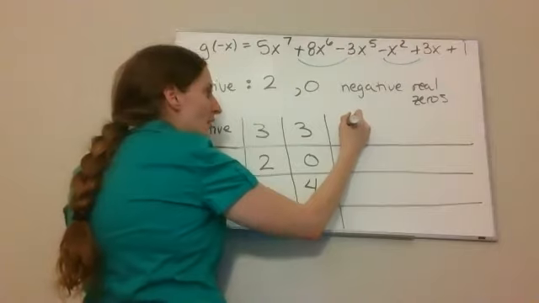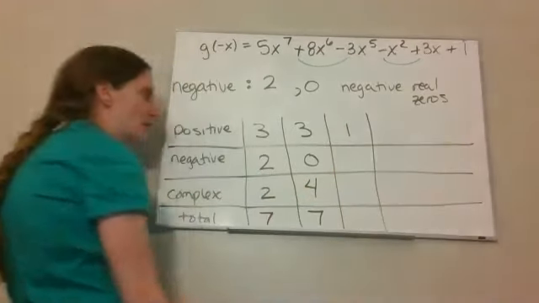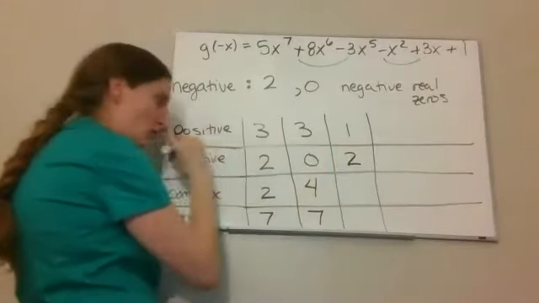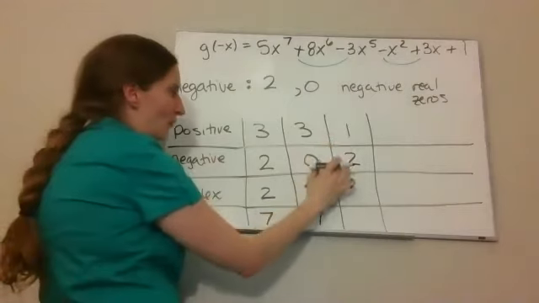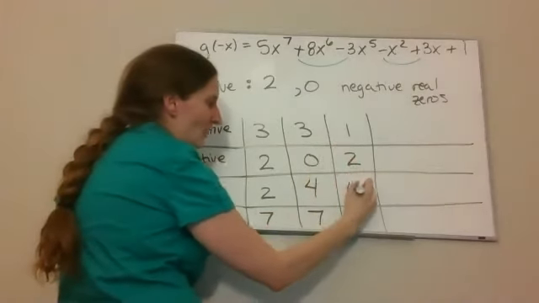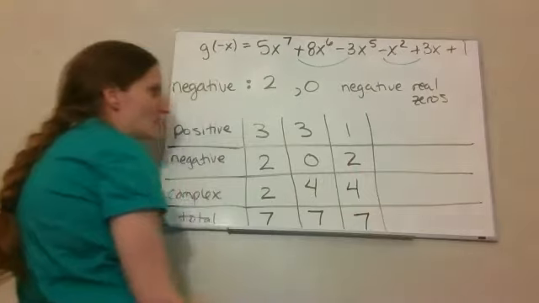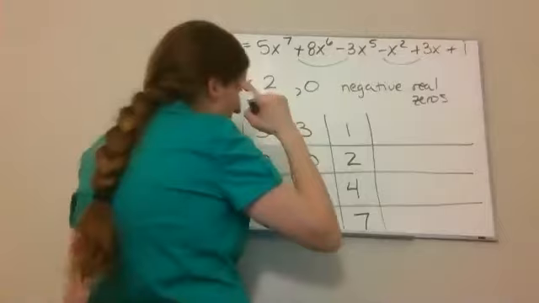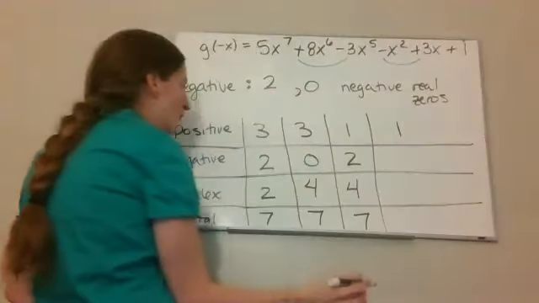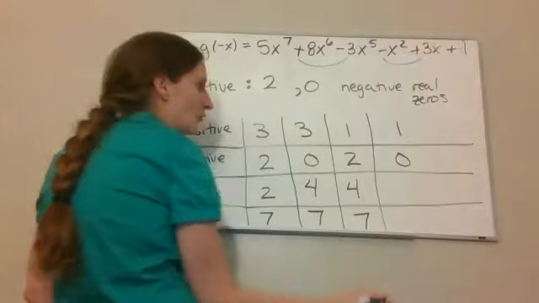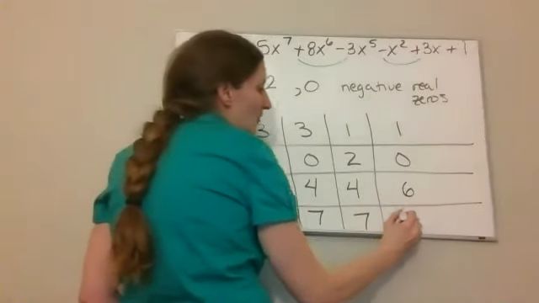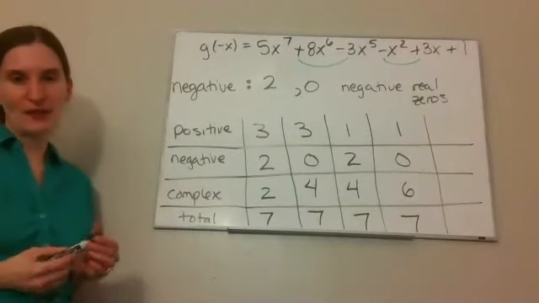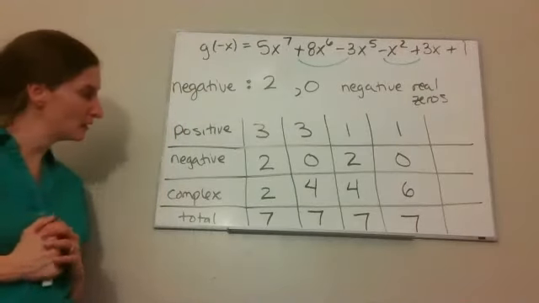Now, my other possibility for positive reals was 1. If I have 1 positive real, I could have 2 negative reals. That would be 3 so far. That means I'd have to have 4 complex zeros to make it 7. And the other possibility would be 1 positive real, 0 negative reals, and that would have to have 6 complex zeros to make my 7 total. So those are all the possibilities of what the zeros are going to look like.